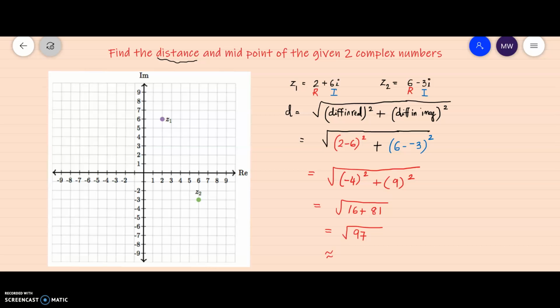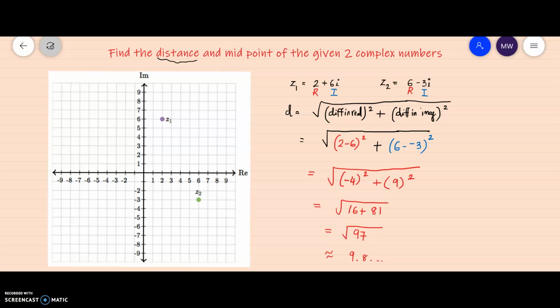This is approximately equal to 9.8 something something. You can just calculate that in your calculator. You can leave it like this as the radical. You can simplify the radical if you're able to simplify it. Right now, I don't think 97 can be simplified further, so I just rounded it to a decimal. So this is how you find the distance between two complex numbers.